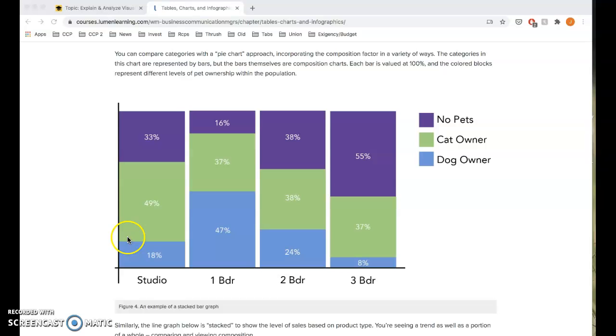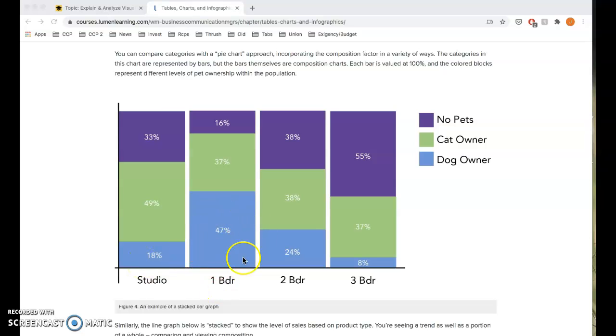So this is interesting information, right? And I could start to try and think about what it's showing me and why it looks like that, right? So that's where I get into the analysis. Why is it that a studio, only 18% have a dog, 47 at 1 bedroom, then 2 and 3, it goes down again, right? What is it that makes 1 bedroom the sort of ideal space for having a dog? Well, maybe a studio is too small, right? Maybe that's why it goes here.